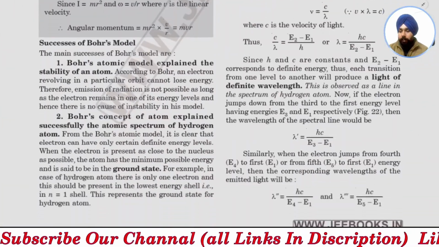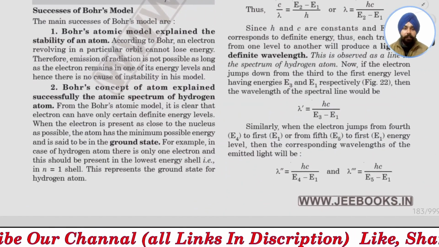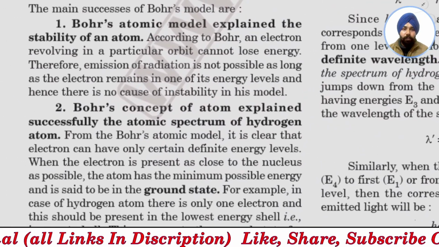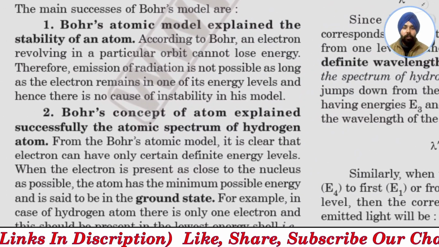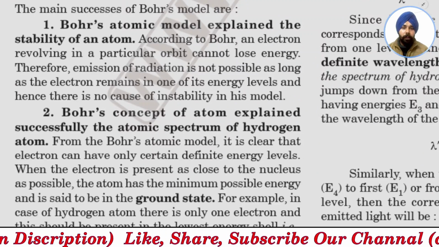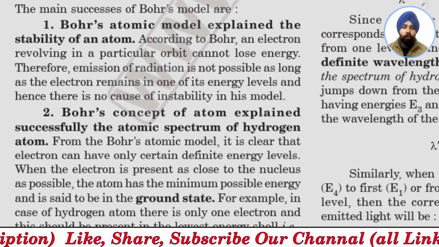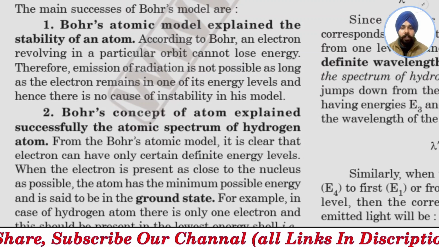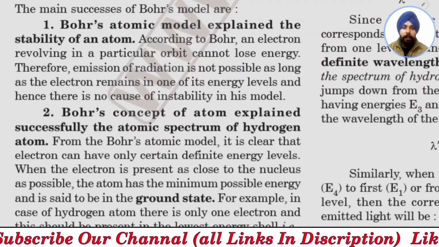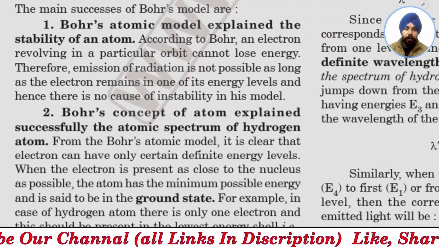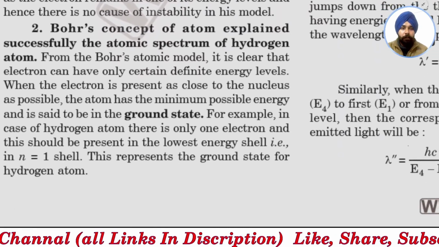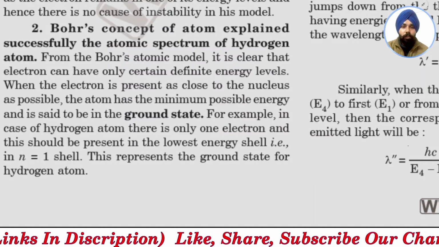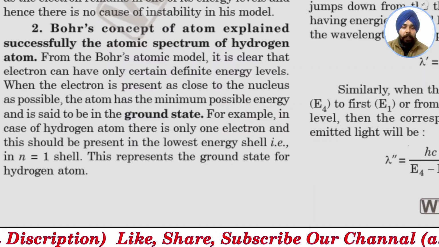Next, the success of Bohr's model. Bohr's atomic model explained the stability of an atom. According to Bohr, an electron revolving in a particular orbit cannot lose energy. Therefore, emission of radiation is not possible as long as the electron remains in one of its energy levels, and hence there is no cause of instability in this model. Bohr's concept of atom explained successfully the atomic spectrum of hydrogen.